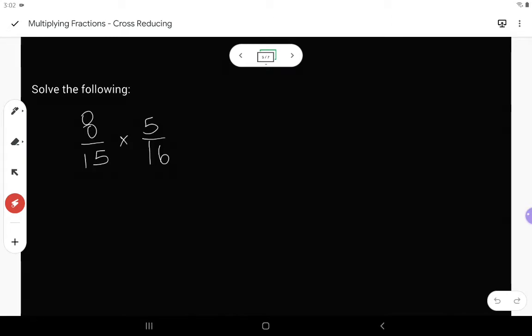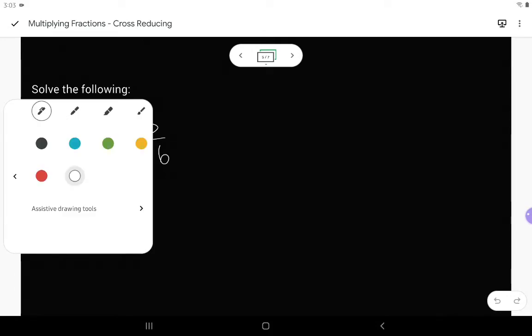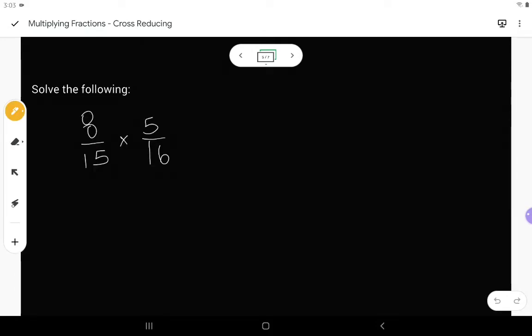Okay, I've got 8 over 15 times 5 over 16. And again, the x in my multiplication is saying, hey, Mr. T, please look at the numbers across from one another and see if you can reduce them. So between 8 and 16, I have a common factor of 8. If I take 8 and I divide by 8, I would rewrite that number as a 1. And 16 can also be divided by 8. 16 divided by 8 is a 2, so I can rewrite that number as a 2.